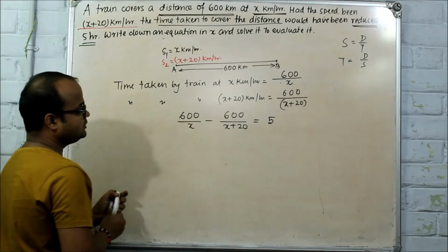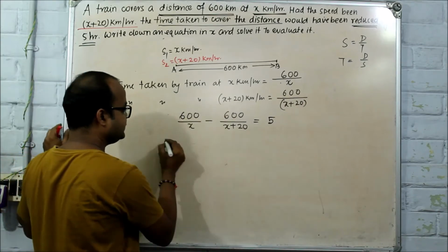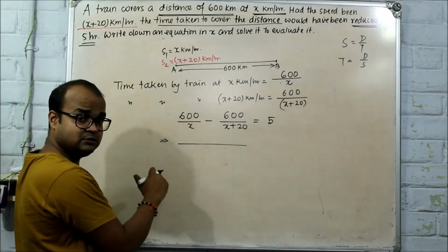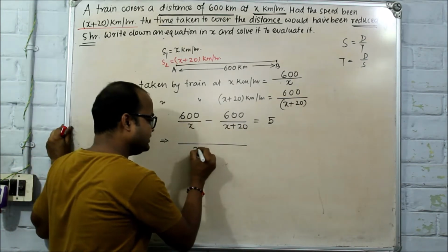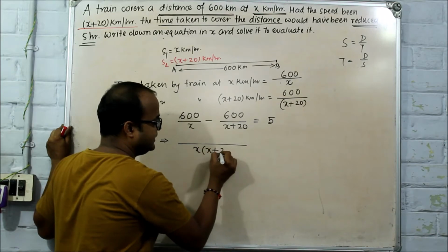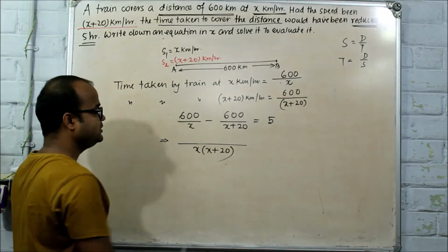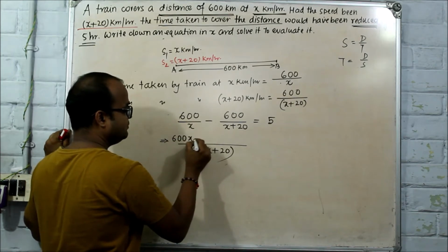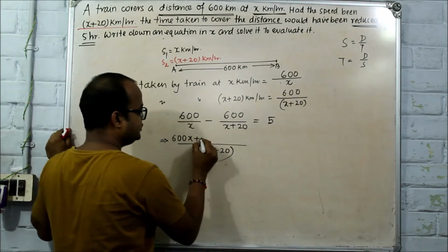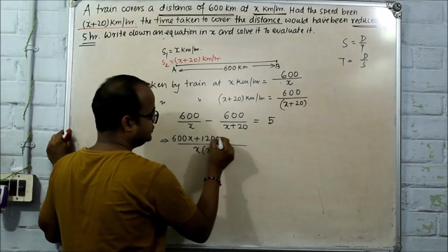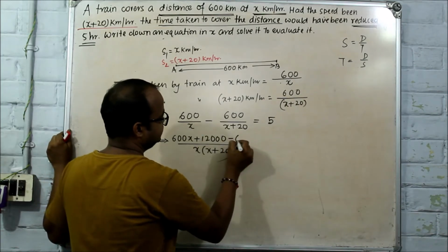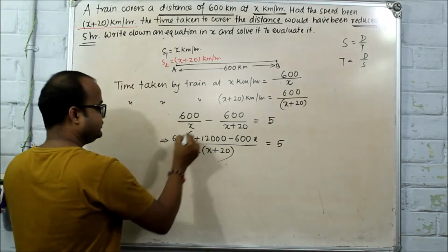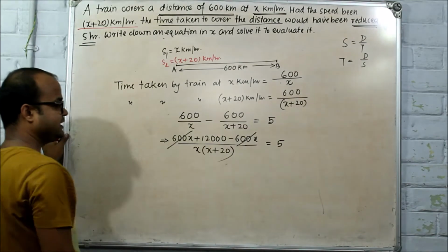Now we try to solve the problem. First we simplify this. You can take 600 common or go directly. The LCM will be x into x plus 20. Now these two will multiply, so you will get 600x plus 600 into 20, 12000, minus 600x is equal to 5. Now see, 600x and 600x will get cancelled.